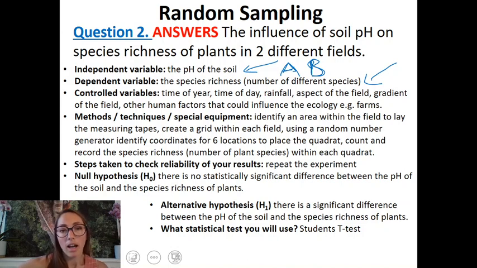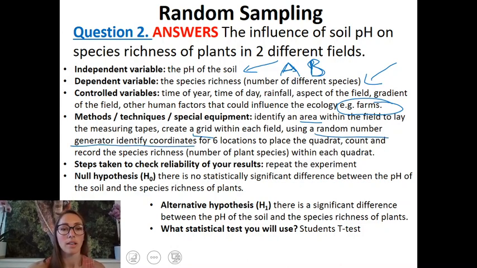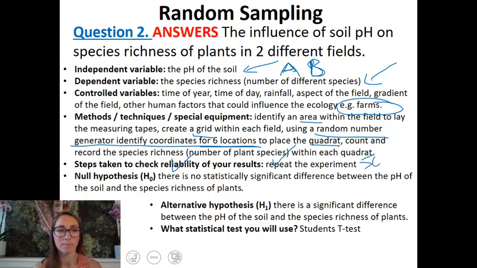And other influences, so things like farms, for example, or whatever nearby. Methods and techniques, so again, you want to identify an area within the field. You're going to create a grid, and then using a random number generator, we want to identify coordinates for 6 different locations. We can then use our quadrat and count the species richness at each of those locations. Again, reliability, this is always the same whenever you're asked about this. I carry out repeats, I calculate the mean, I maybe check for outliers.